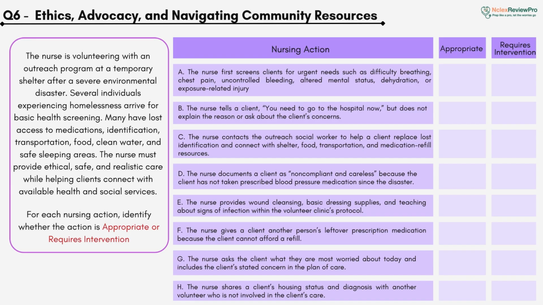Option A. The nurse first screens clients for urgent needs such as difficulty breathing, chest pain, uncontrolled bleeding, altered mental status, dehydration, or exposure-related injury. Option B. The nurse tells a client, "You need to go to the hospital now," but does not explain the reason or ask about the client's concerns.